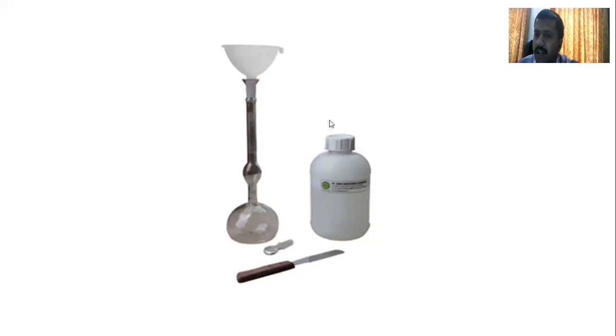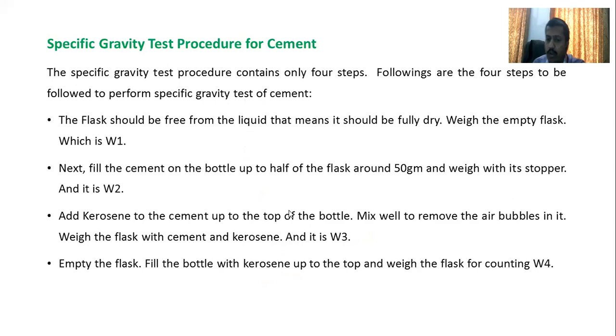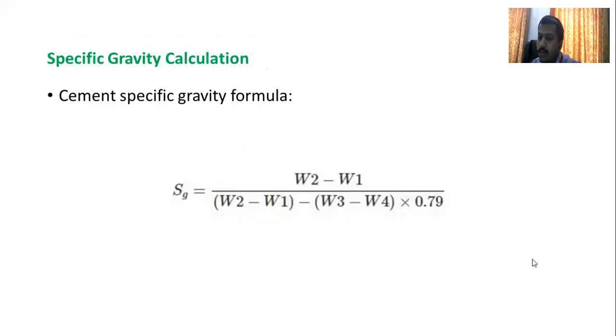After taking the third weight, let's discuss the next point. Add kerosene to the cement up to the top of the bottle, that is nothing but up to the top level. Mix well to remove the air bubbles in it, and weigh the flask with the cement and kerosene, that is your W3. Now again empty the flask and fill the bottle with kerosene up to the top, that is nothing but your W4.